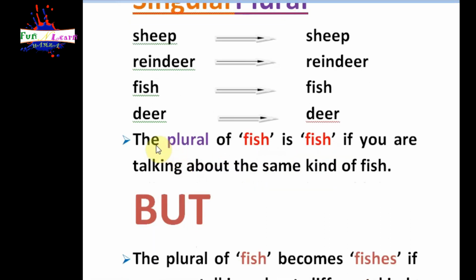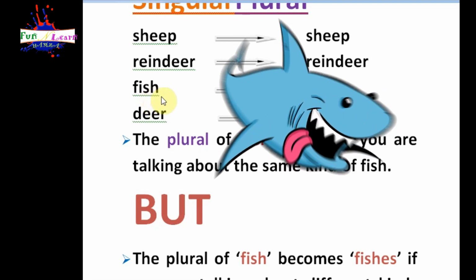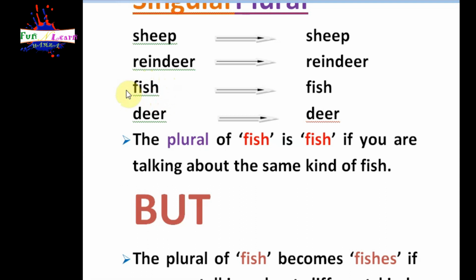The only exception here, or maybe the confusion here that people have, is that the plural of fish is fish. That means if you're talking about the same kind of fish, say a shark or a goldfish. So even if there's one shark or one goldfish, it will be fish. And if there are many goldfish or sharks, they will still remain fish because you're talking about the same kind of fish.